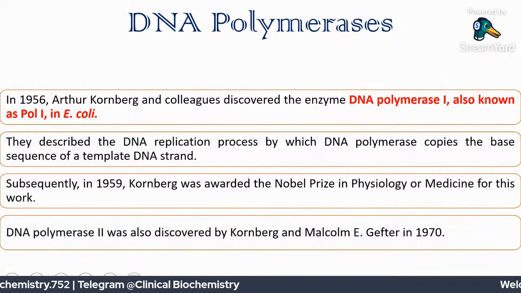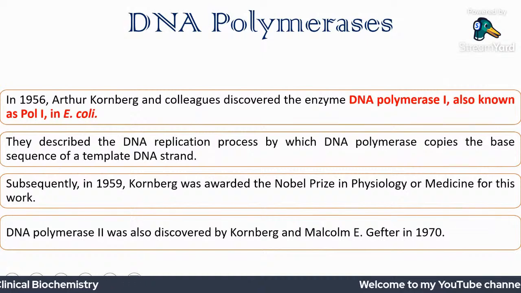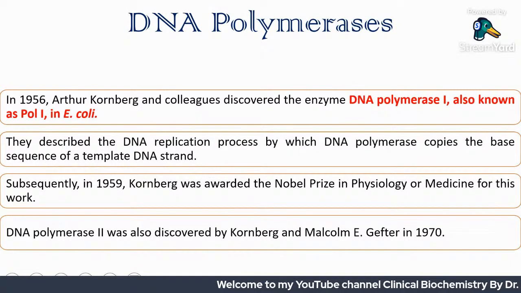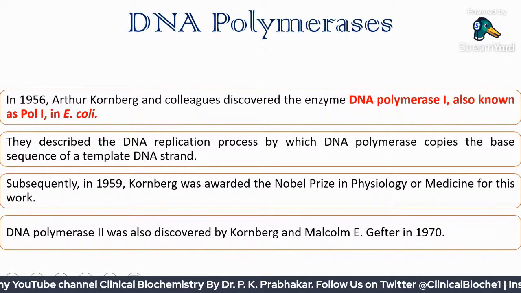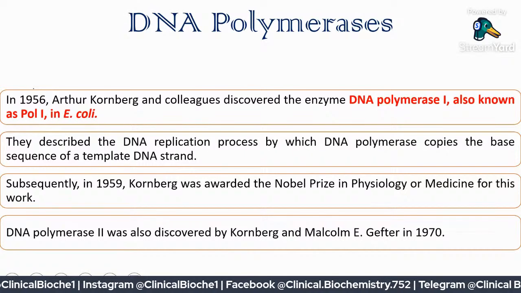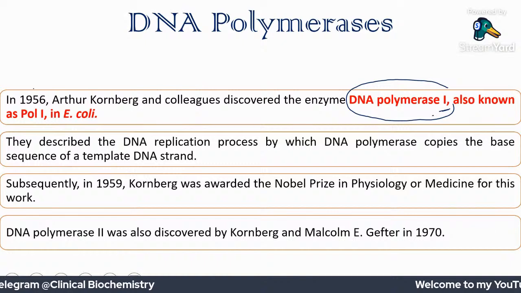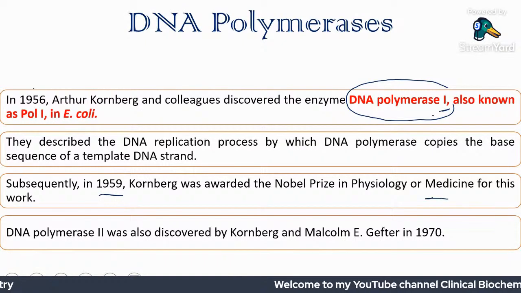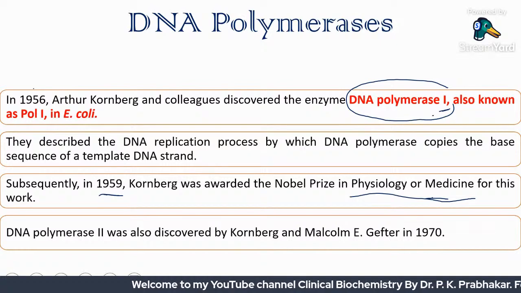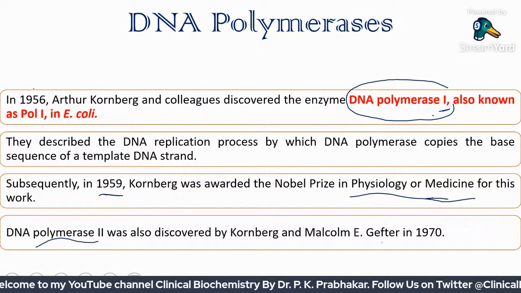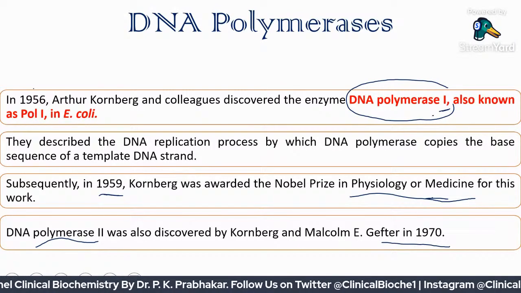Now let us see the DNA polymerase, which types of enzyme bacteria have, and what their characteristic properties are. DNA polymerase was first discovered in 1956, three years after the discovery of DNA structure. The double-stranded DNA structure was given by Watson and Crick in 1953, and three years later Arthur Kornberg discovered the first DNA polymerase, DNA polymerase 1. Why is it 1? Because it is the first enzyme. For this he also received the Nobel Prize in 1959 in physiology and medicine. Later, DNA polymerase 2 was discovered in the 1970s by the same Kornberg.